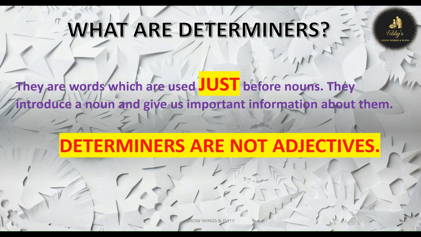Don't confuse determiners with adjectives. Adjectives are describing words. They describe a noun. Example, a tall tree, or a red car, or a cloudy evening, etc.